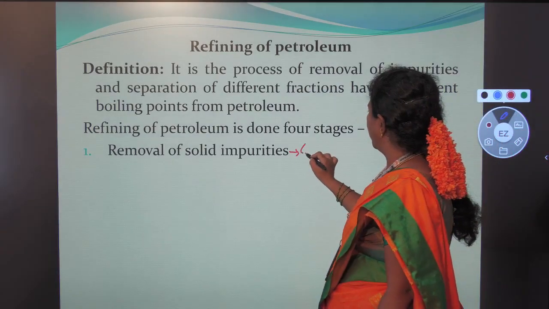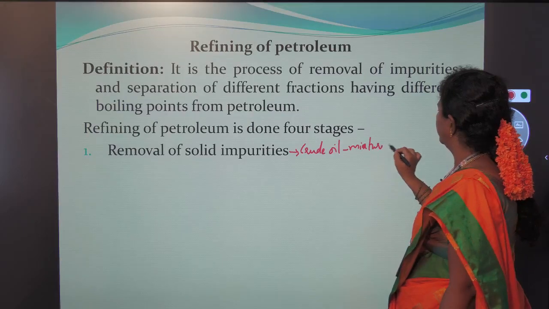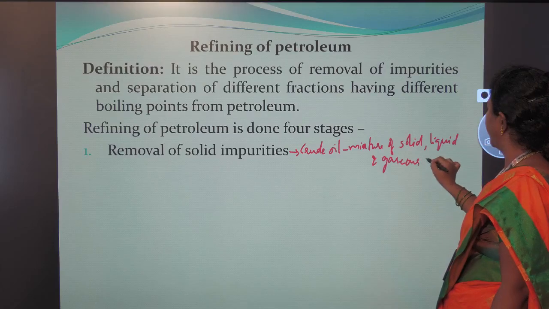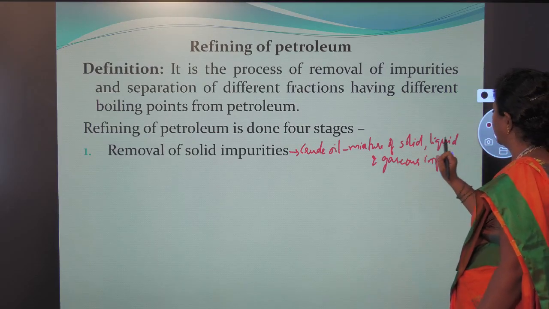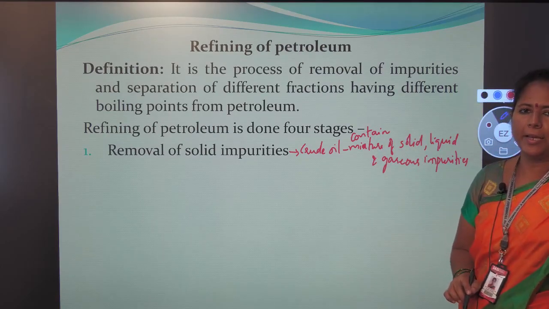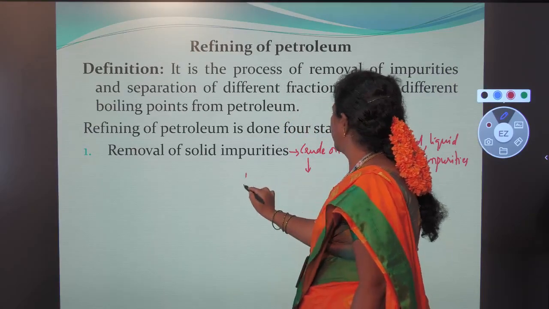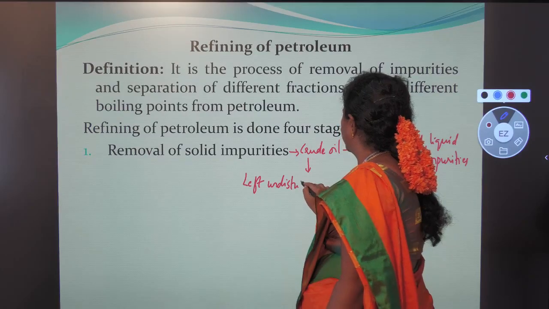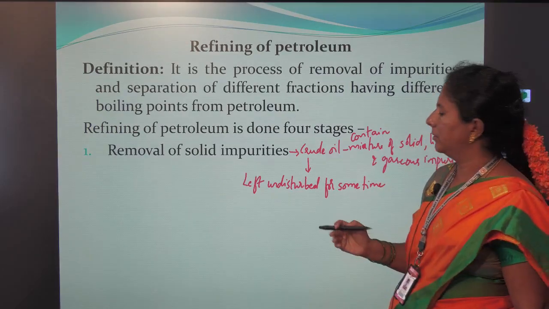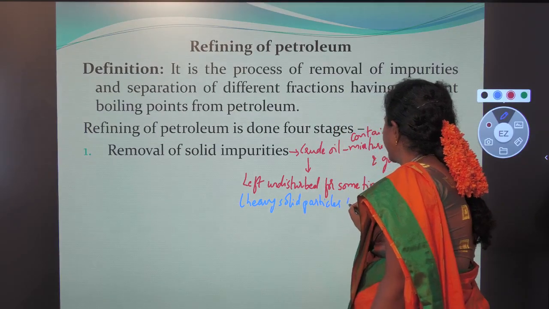So the crude oil is nothing but the oil which we are collecting from the earth's crust. The crude oil is an admixture of solid, liquid and gaseous impurities. If we allow that crude oil to stand for some time without disturbing, then heavy solid particles settle down.